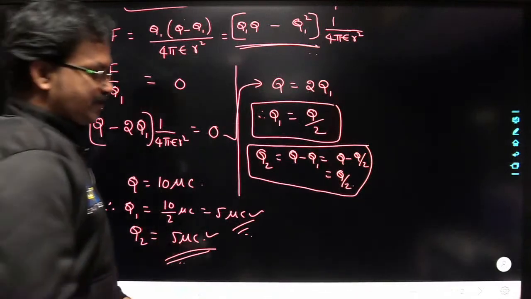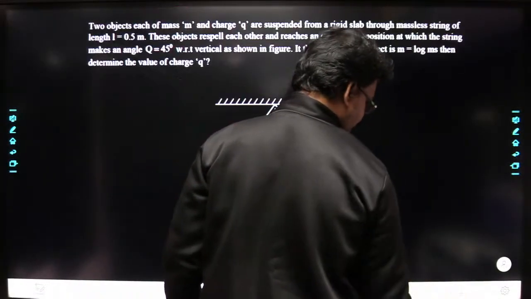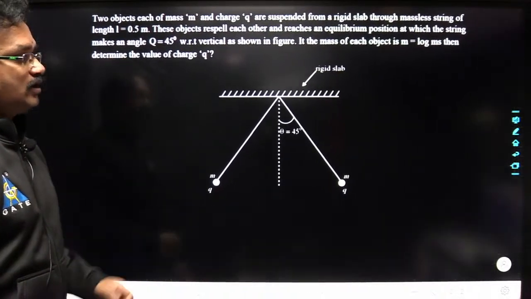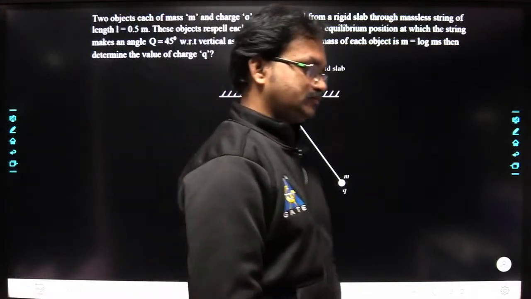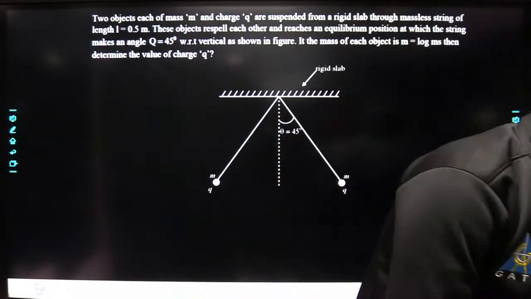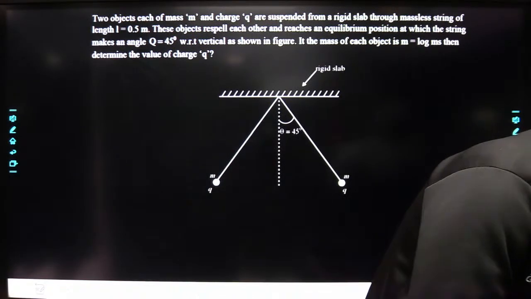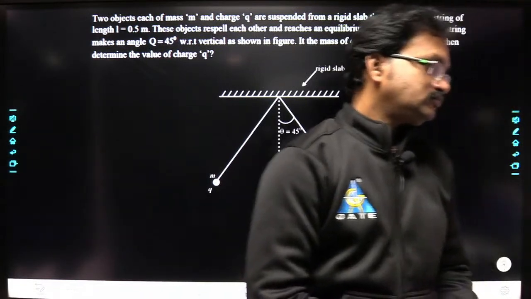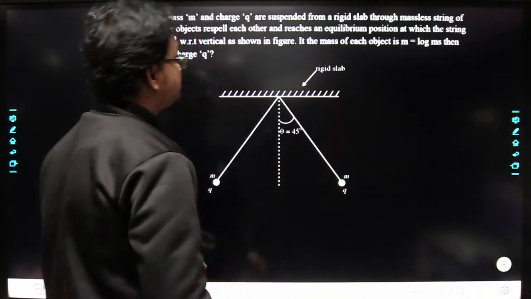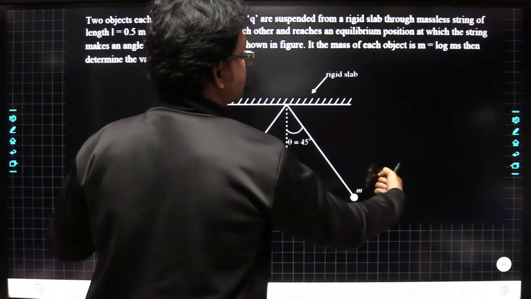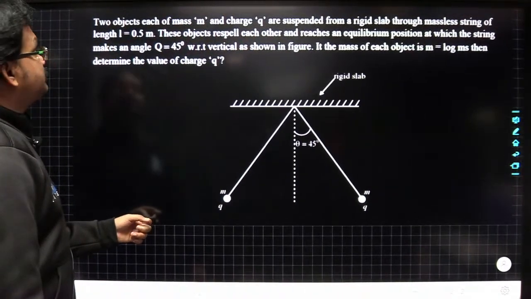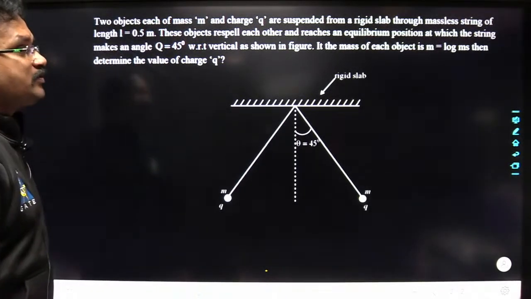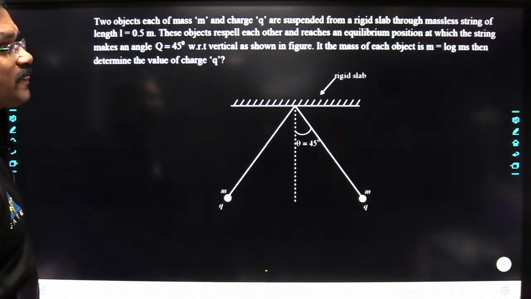Okay. So next problem, see here. So what is the problem they are asking here?